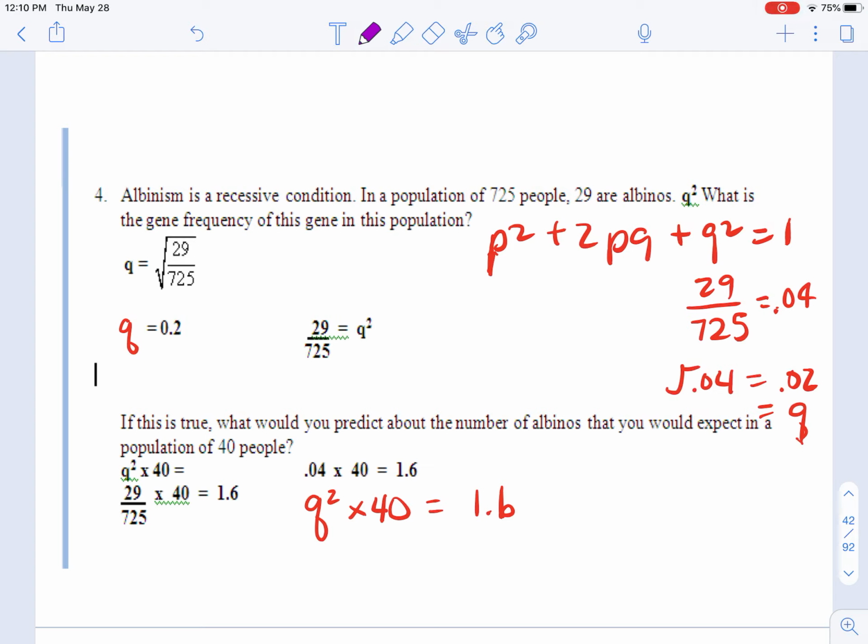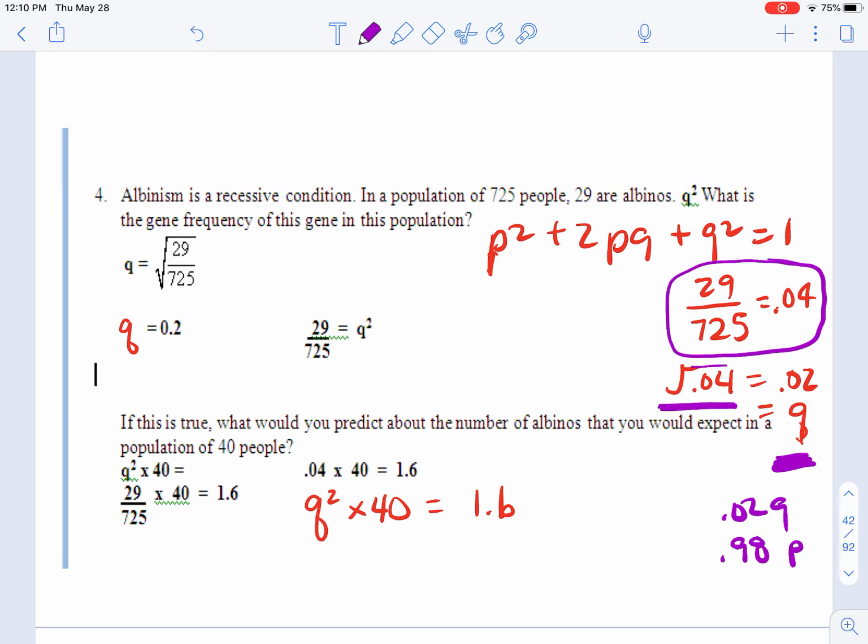Okay, 2 more before I have you do your own practice. Albinism, we read out the formula here. It tells you that 29 out of 725 have albinism. So remember, put that in your calculator. That's 0.04 before you can square root the q squared. So the square root of your 0.04 tells you 0.02 is your q.